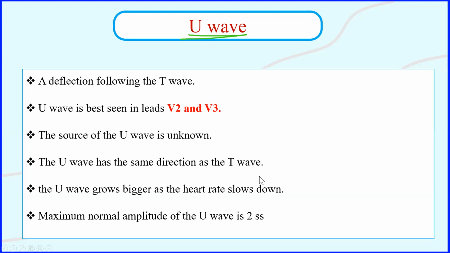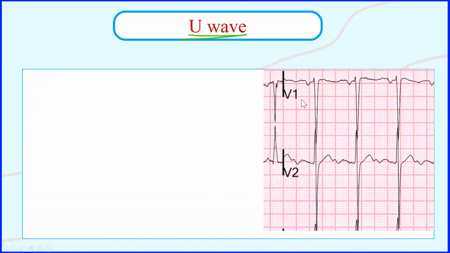And normally speaking, the maximum normal amplitude for the U wave is 2 small squares. If it is larger than 2 small squares, we will say this is a prominent U wave, and you think about certain pathologies, which we'll talk about. So what does a normal U wave look like? As you can see here, it's best seen in this EKG on V2. This is the T wave here, and after that we have a small positive deflection in the same direction as the T wave, and it's less than 1 small square, which is normal here. This represents the U wave, and most likely it is because of delayed repolarization of some Purkinje fibers.